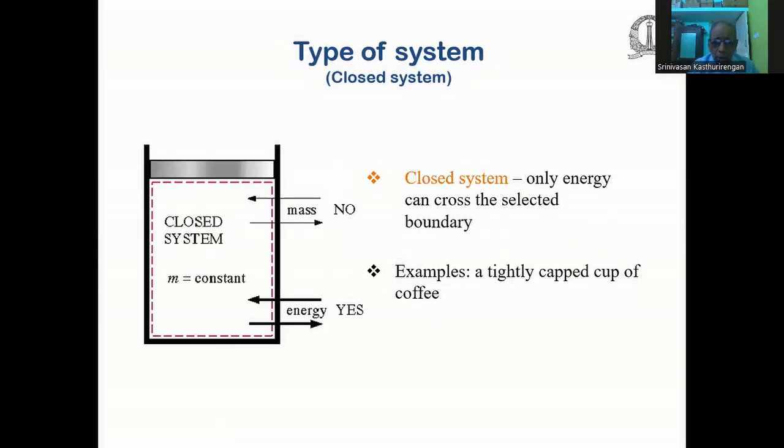We can think of closed systems wherein the energy can cross the boundary, but not the mass. Such a system is called a closed system. We can think of a tightly capped cup of coffee, but as you can see, after some time, the coffee will become cold, because energy transfer is taking place from the coffee to the surroundings, and therefore the coffee will become cold.